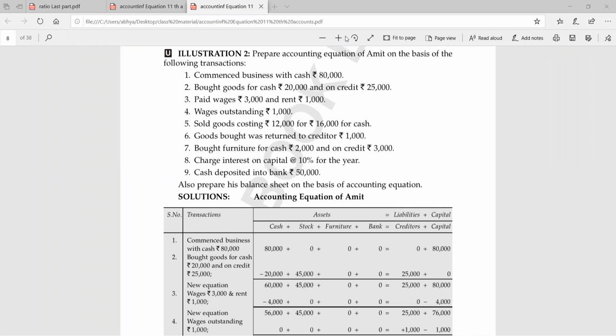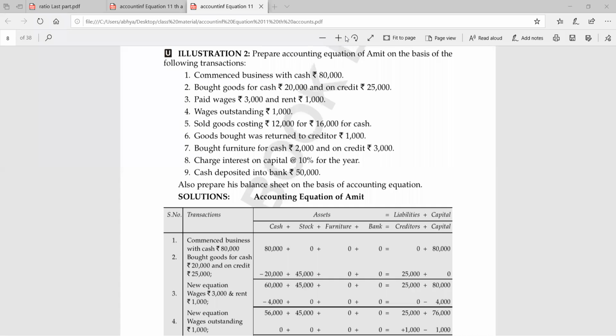Now tell me what accounts will be affected in the third transaction. Paid wages 3,000 and rent 1,000. Wages and rent are expenses. And I told you many times that whenever there are expenses, then cash and capital. Very good. Two accounts, cash and capital.